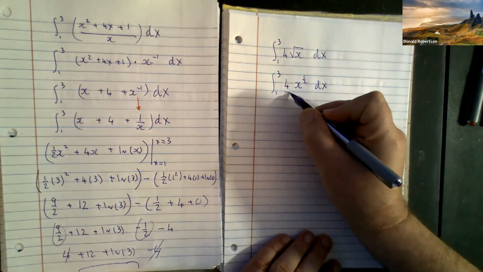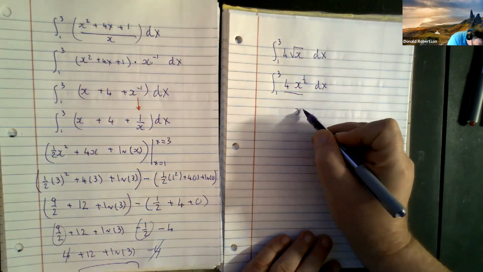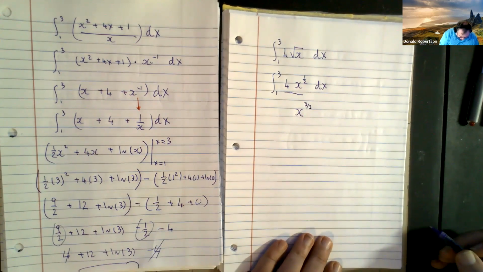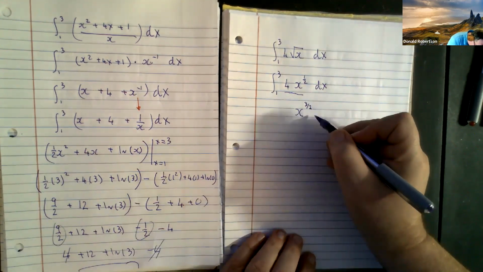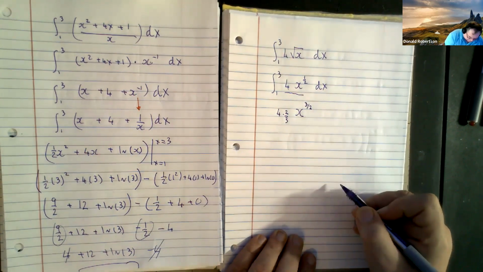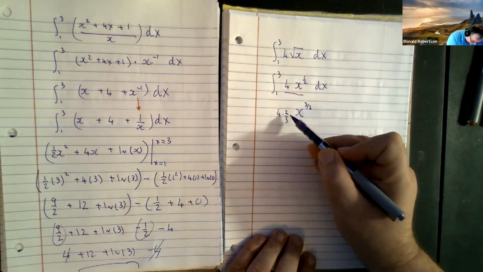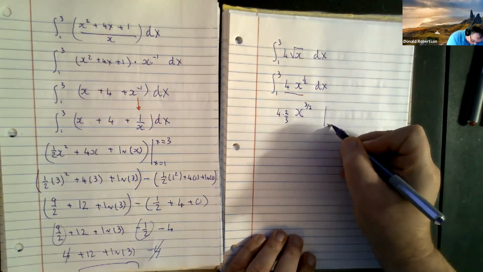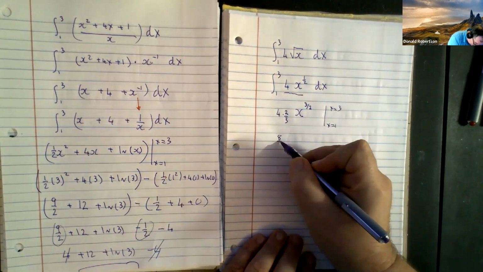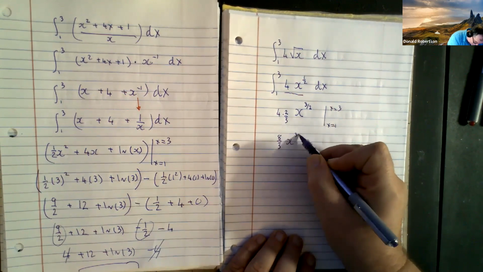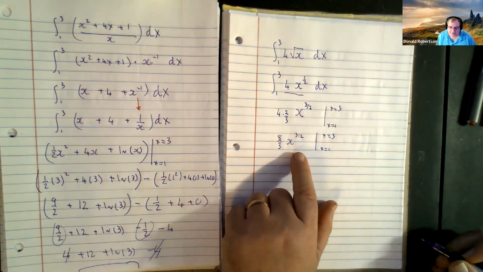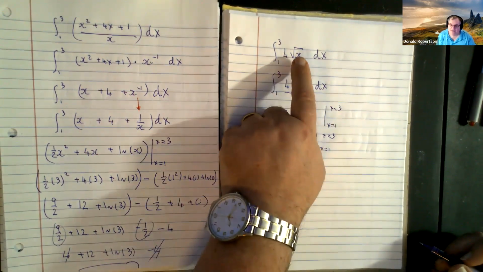Now this guy is ready to go. It's a bit messy, but you can do it. If you add 1 to the power, you get 3 halves. If you divide by the new power, which is 3 halves, it's the same as multiplying by 2/3. So dividing by 3 halves is the same as multiplying by 2/3. Now in this case, we're going to get 8/3 x to the 3/2. And technically speaking, that is the antiderivative of this guy.